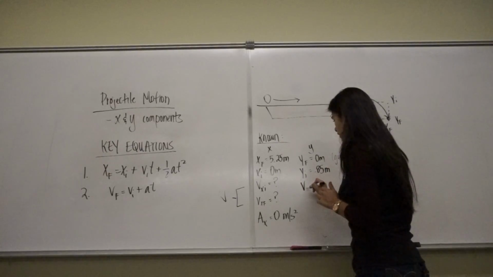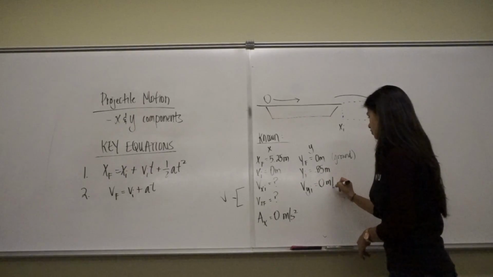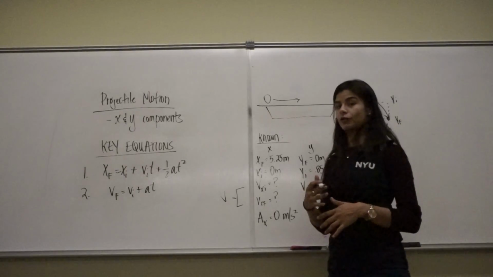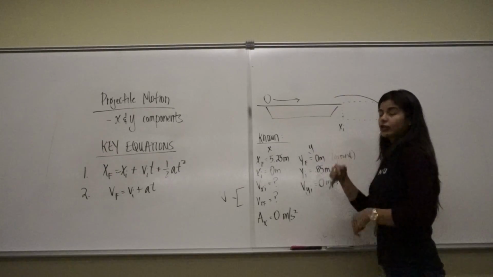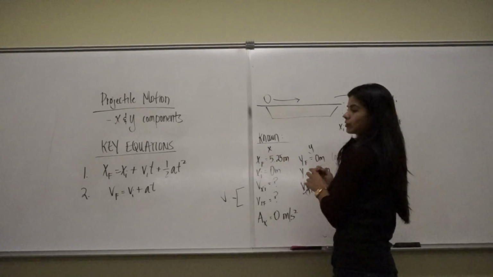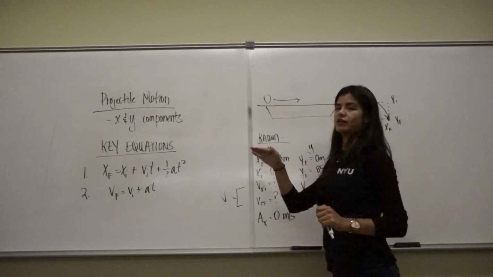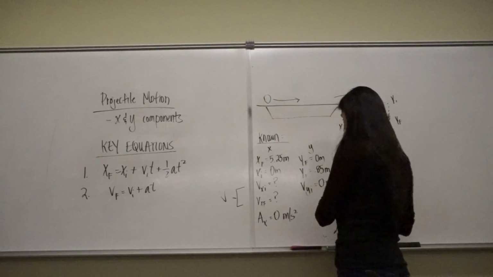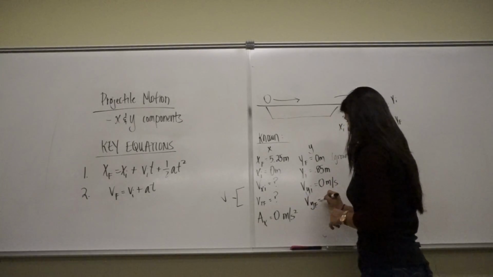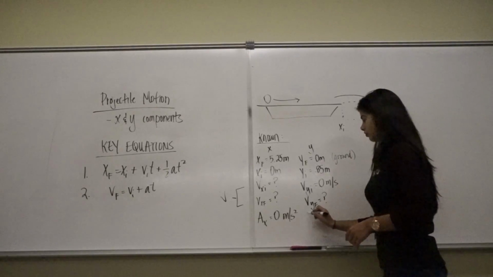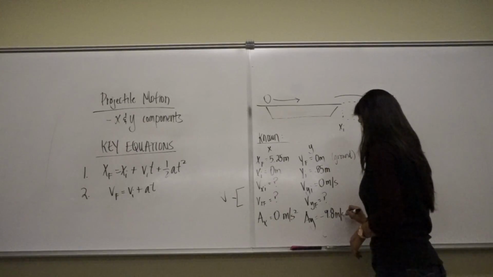Now your V of Y initial, there is no initial, it also doesn't explicitly say it on the homework, but there is no initial velocity in the Y direction. There is an initial velocity in the X direction, because when the guy hits the ball, he's hitting it sideways with the horizontal velocity. There is no vertical velocity. So that is 0. Your V of Y final, we do not know that. Your A in the Y direction is negative 9.8 meters per second squared.